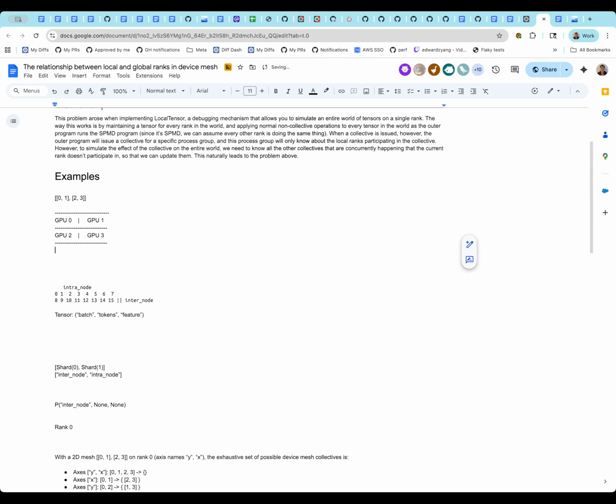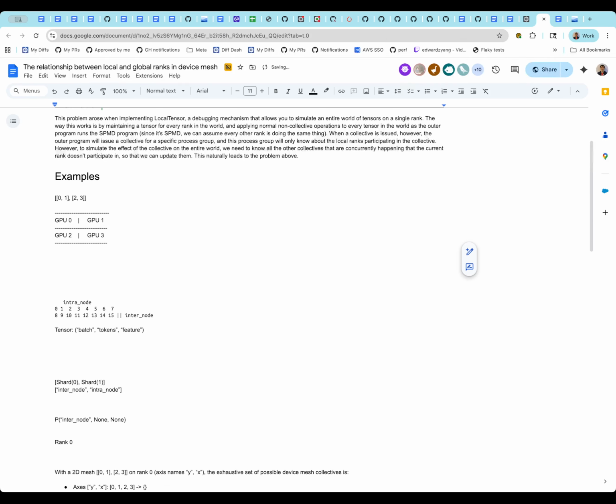And now I assign it. So I said, okay, this chunk of the tensor goes to GPU 0. This chunk of the tensor goes to GPU 1. This one to GPU 2, GPU 3. This is a very classic way to explain what sharding means. So let's try to figure out what the PyTorch placement describing this is. The device mesh is going to be 0, 1, 2, 3. So we're sharding on both.